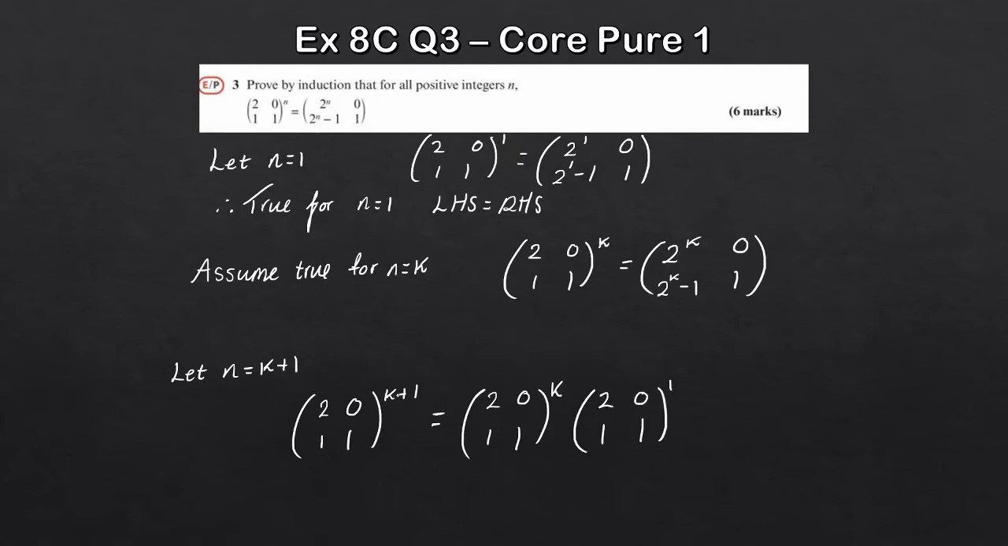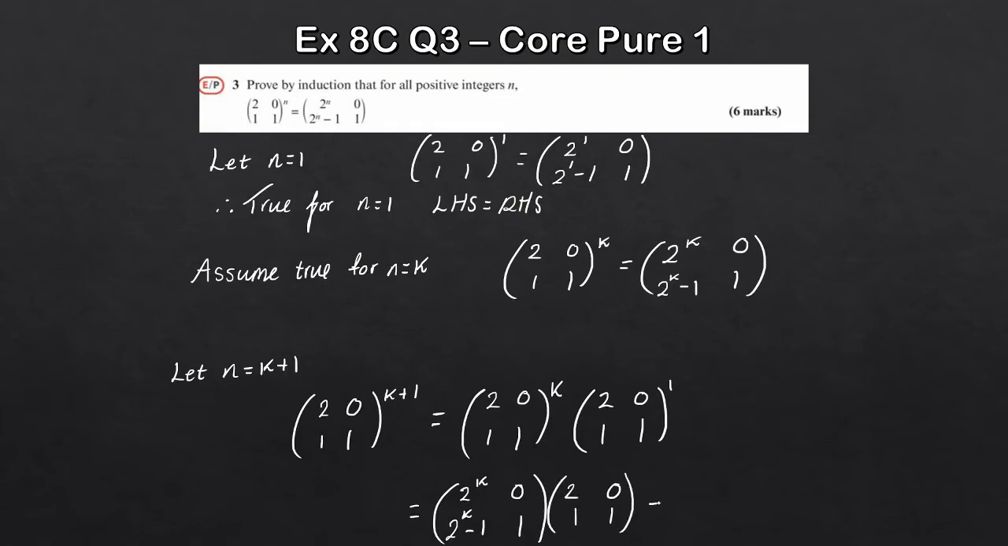Like so. That'd give you the same result here. Now, this matrix here to the power of 1, we know quite clearly that that's just 2, 0, 1, 1. But here, this 2, 0, 1, 1 to the power of k, we know this is what it's equal to. So we can rewrite this as 2 to the k, 0, 2 to the k minus 1, and then 1, times by this matrix here.